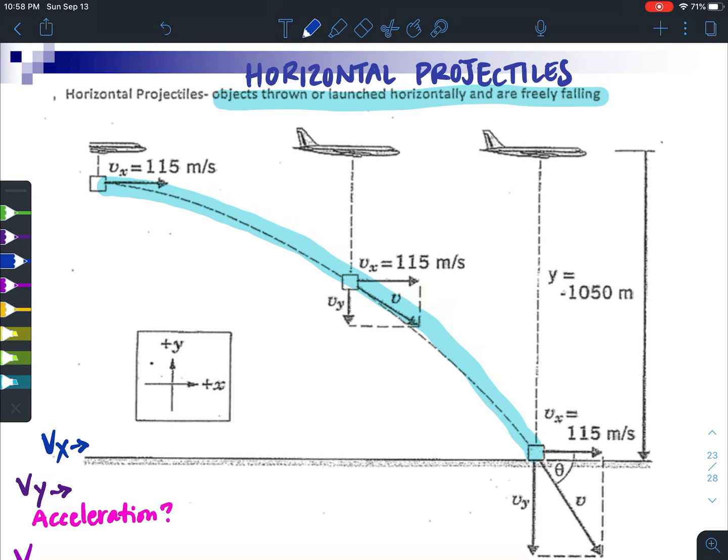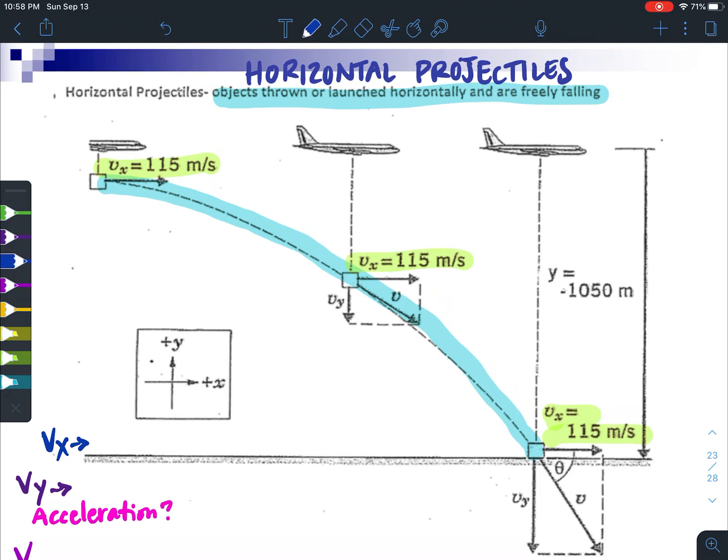So notice Vx here is this one. Okay? Vx is the same the whole way through, okay? Why doesn't it change? Well, there's no air resistance in a free fall, right? And so if there's no air resistance, there's nothing to change Vx, all right? So it's going to maintain its 115 meters per second the whole time. And that's because that's how fast the plane is going.